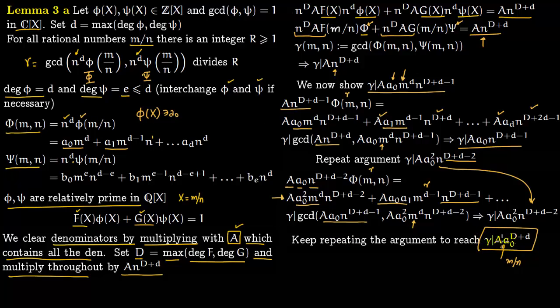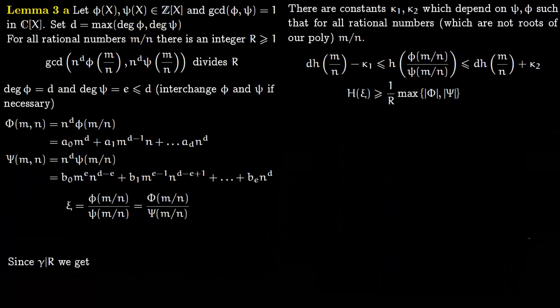So we have been able to find this r here, and gamma divides this r, which does not depend upon the rational number m by n. So now we want to prove part b of the lemma, that there are constants kappa 1, kappa 2 which depend upon our polynomials, such that for all rational numbers m by n, except a finite number of points which are just the roots of this polynomial, this inequality holds. So this thing we are going to call psi. So this inequality will hold. So let us see this in detail.